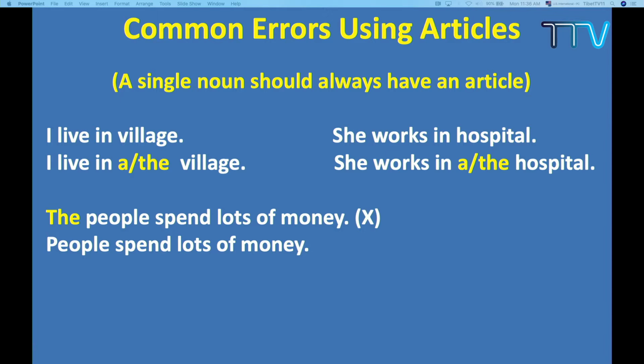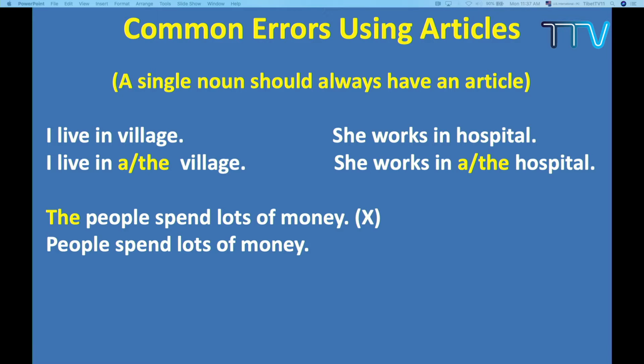Whenever you use a single noun in your sentence, make sure that you use the article. For example, we have the habit of writing, I live in village. She works in hospital. But if you look at these nouns, village and hospital can be singular and plural, isn't it? So what does the grammar rule say?